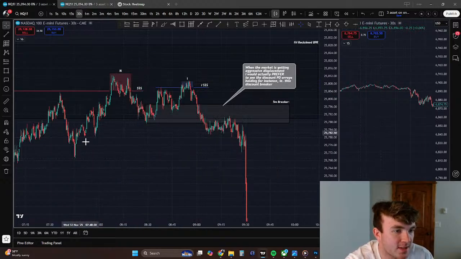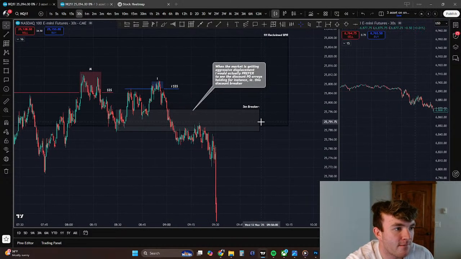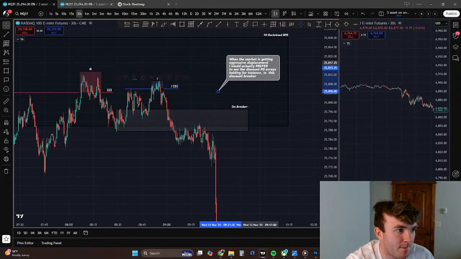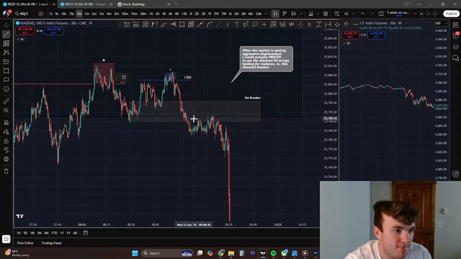But when the market's getting this aggressive displacement, I want to see this discount breaker hold. And then we can go, okay, we got a sweep here. We got a sweep here.